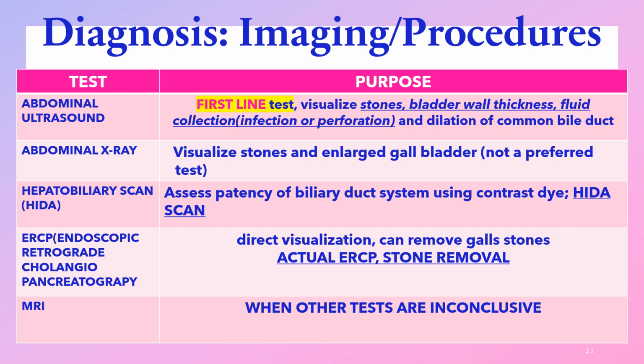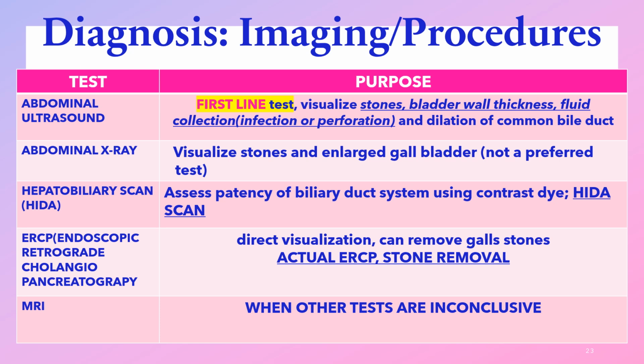Abdominal x-rays can be used, but this is not a first choice because it's just not as clear and specific. Hepatobiliary scans, a HIDA scan, if the abdominal ultrasound is inconclusive, we're probably going to resort to this. Much more specific, it can assess the biliary duct system because it uses a contrast dye, similar to what we talked about with that barium swallow, where we put that radioactive barium and swallow it, and then we watch it go through the system. Kind of the same idea here with a HIDA scan. We're putting in the contrast dye and we're watching it go through the biliary duct system. So we can see what's going on and if there's any blockages and things like that.